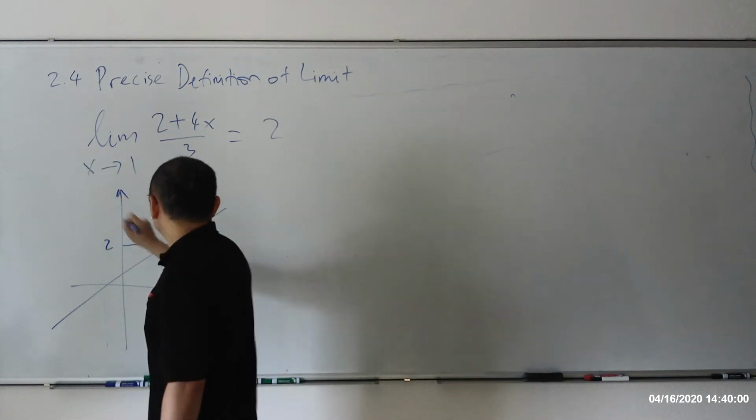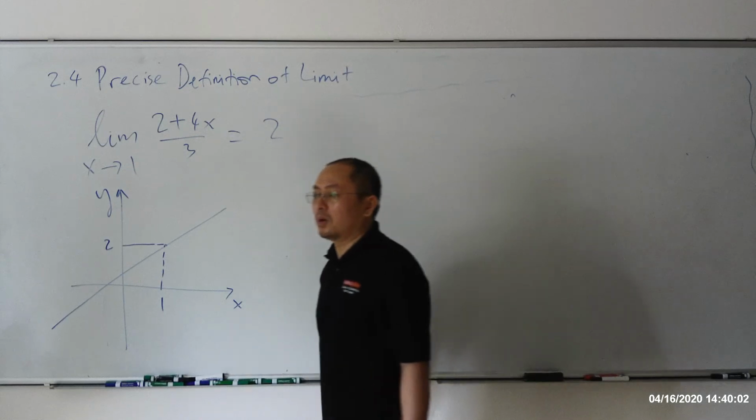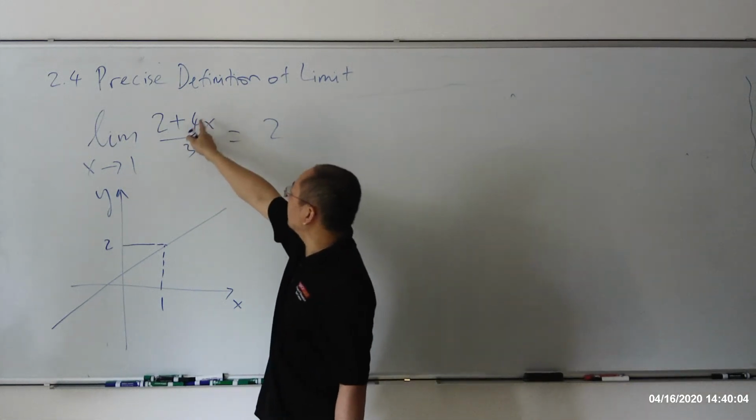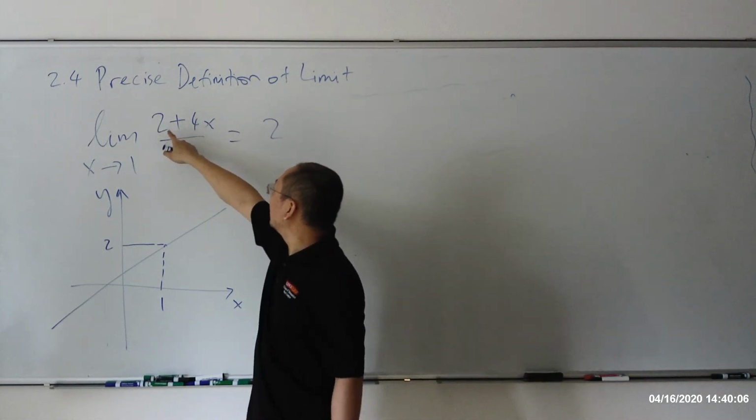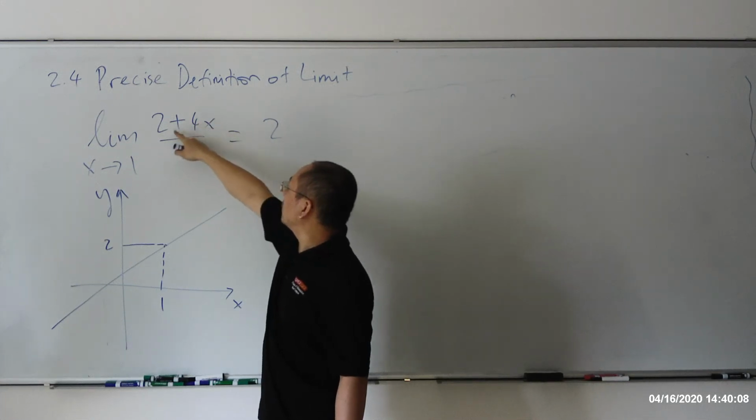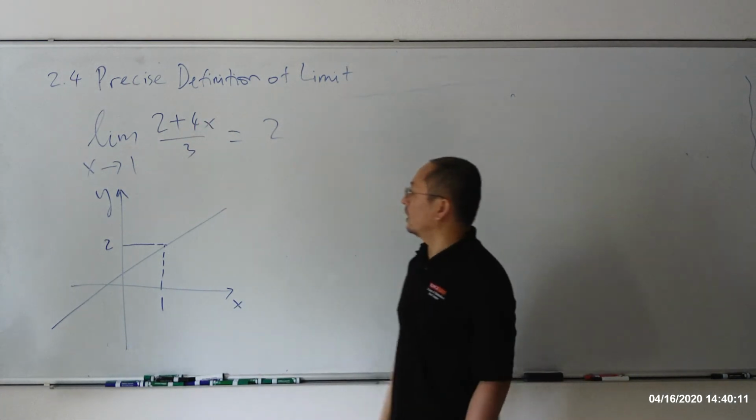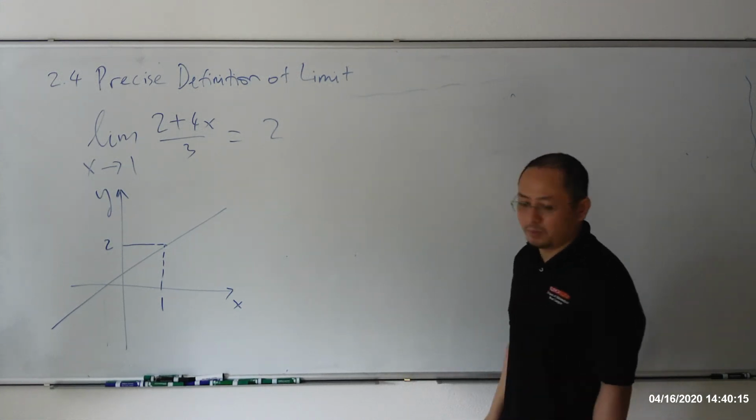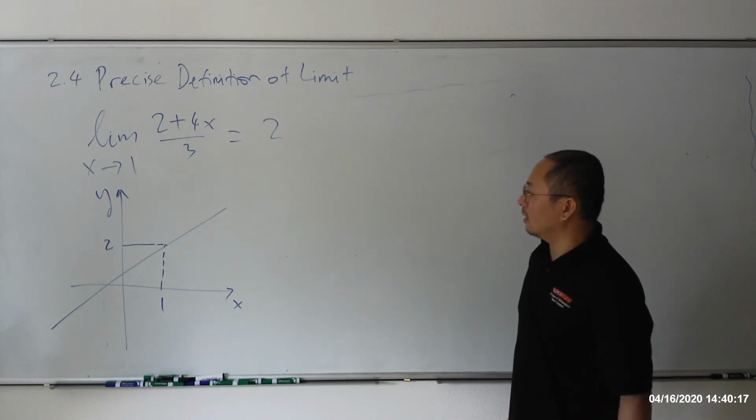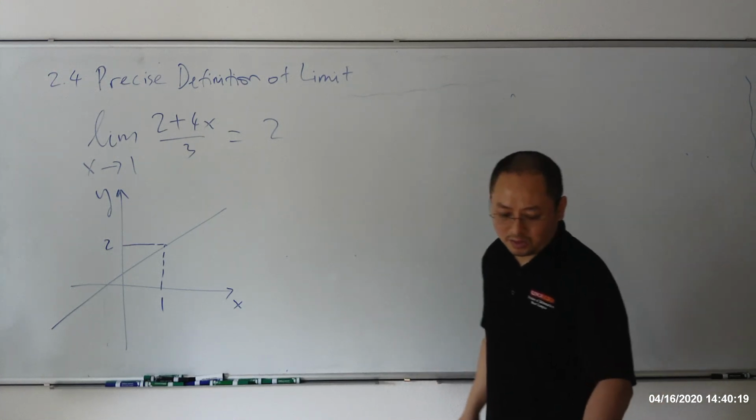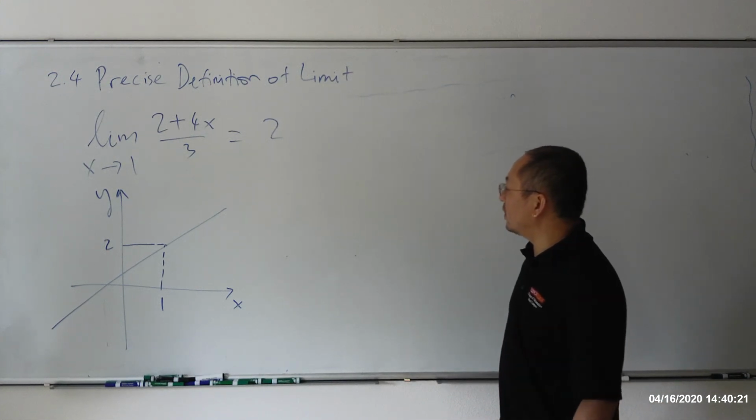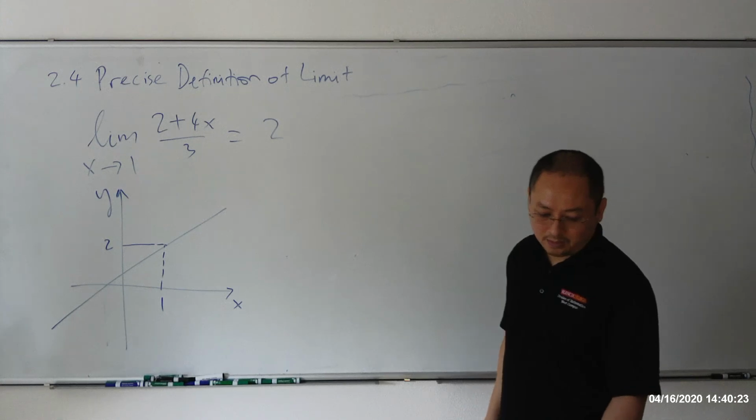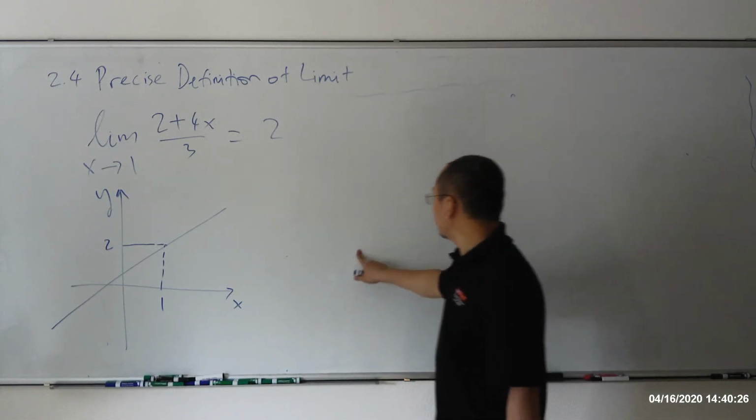What's the idea? It's easy to prove if you know the formula before. Plug in x equal to 1: 2 plus 4 times 1, which is 4, 2 plus 4 is 6, divided by 3 is equal to 2. But that formula really comes from the definition of limit that we're about to show right here. The definition is always the hardest thing. Proving anything using the definition is always the hardest thing. Okay, let's go through this.